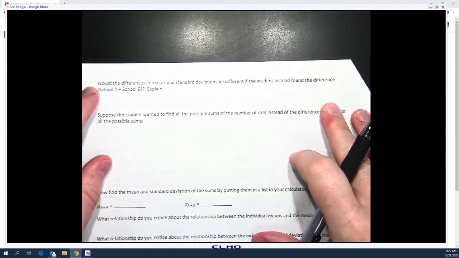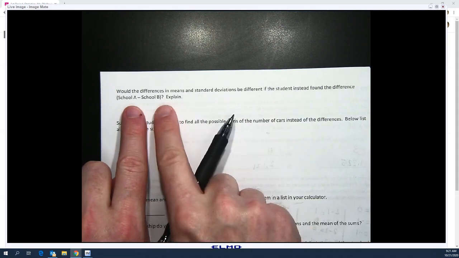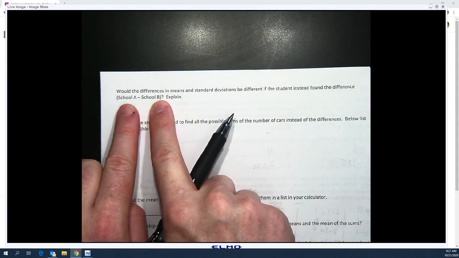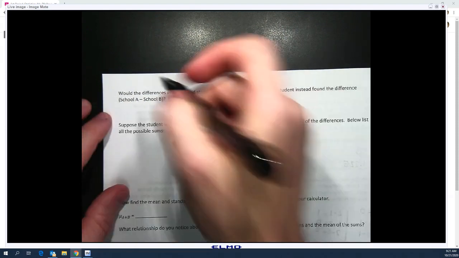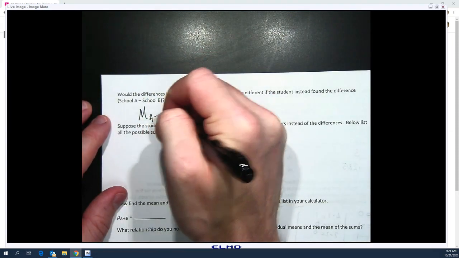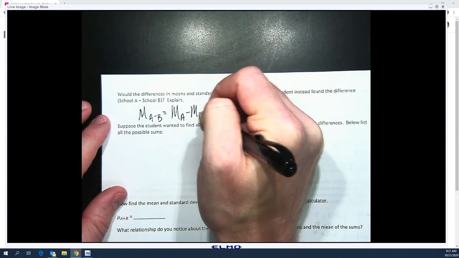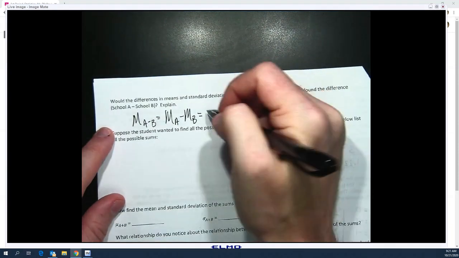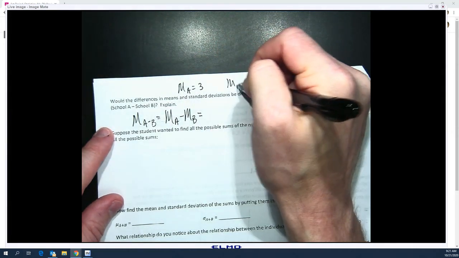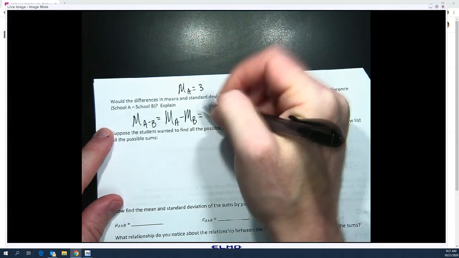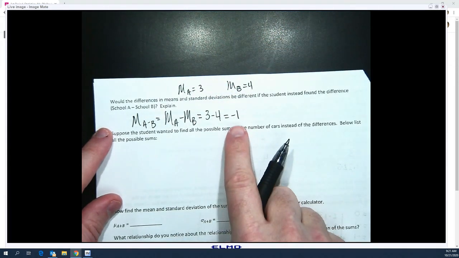So then it says, would the difference in means and standard deviation be different if instead of doing b minus a, like we did on the last page, we did a minus b? If we do a minus b, hopefully you recognize that switches the order. Mu of a on the previous page was 3, and mu of b was 4. So this would actually end up being a negative value. The average would be negative.